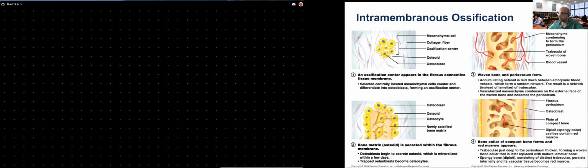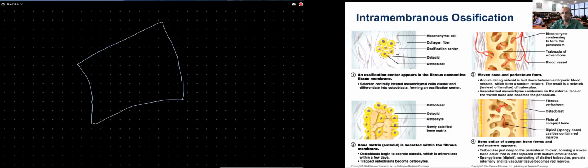So we're looking here at the intramembranous ossification. I start with a connective tissue membrane, a fibrous membrane. So I have fibroblasts, I have collagen fibers. And at the center of the membrane, I will have a cluster of osteoprogenitor or osteogenic cells that will differentiate into osteoblasts, and the osteoblasts will start to form their osteoid, and the osteoid will become calcified.